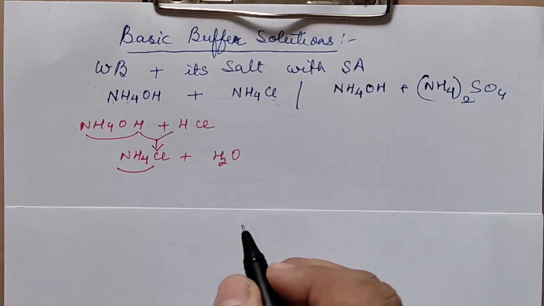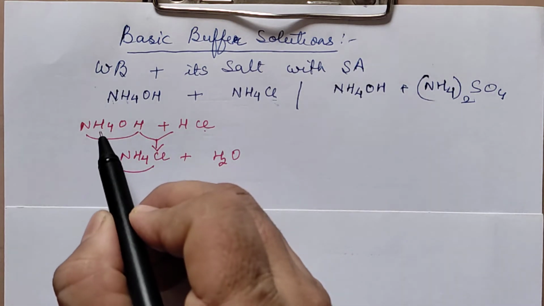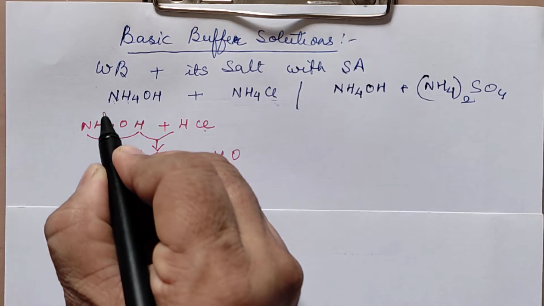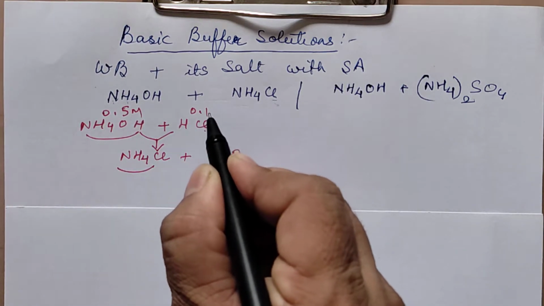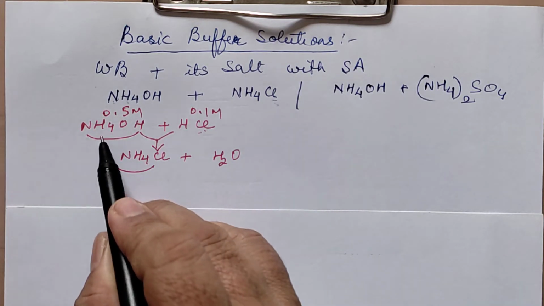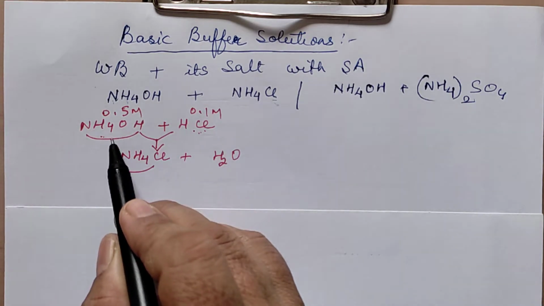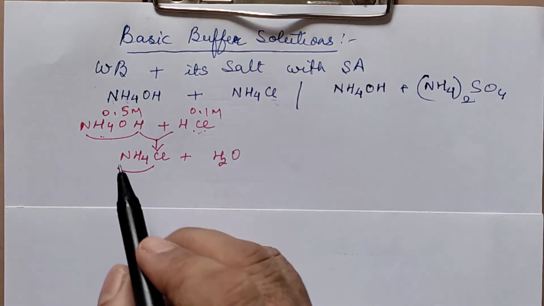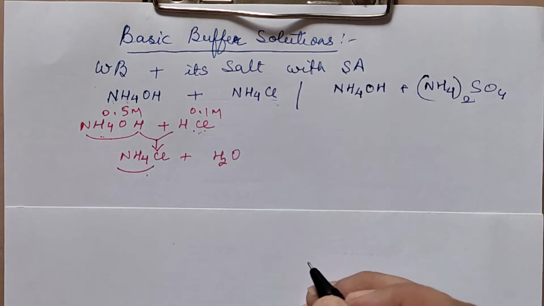But now in the same example, suppose we take the combination such that the ammonium hydroxide concentration is more. Suppose this is 0.5 molar and this is only 0.1 molar. When the two react, this will be the limiting reagent and this will be in excess. Because if 0.1 reacts, this also will be 0.1, so 0.4 will be left over. So now that leftover and ammonium chloride can be a buffer solution. This is one indirect basic buffer solution example.